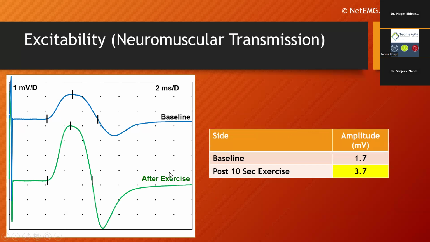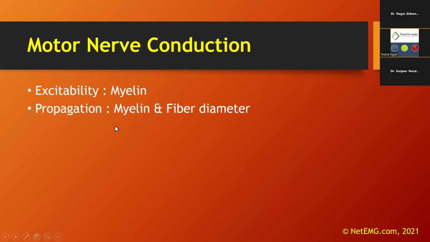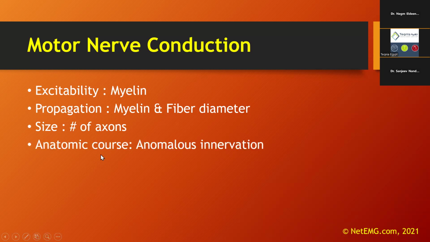So to summarize, the motor nerve conduction study tells us something about the myelin, that is the excitability of the nerve. It tells us about the propagation characteristics and fiber diameter. It tells us something about the size of axons. And although we didn't discuss it, it can also help us study anomalous innervation.